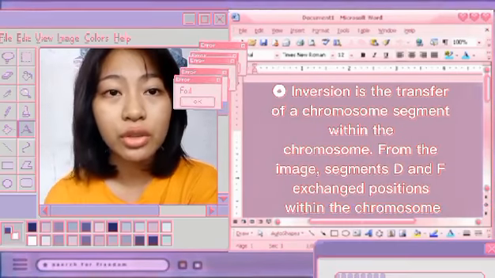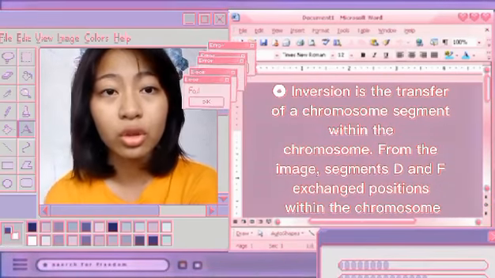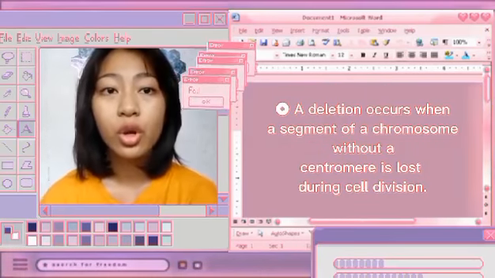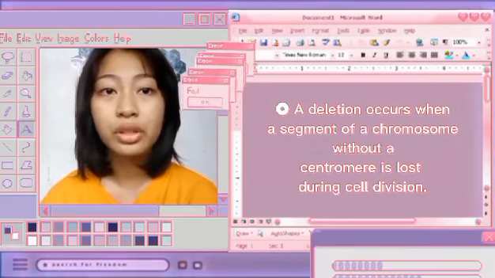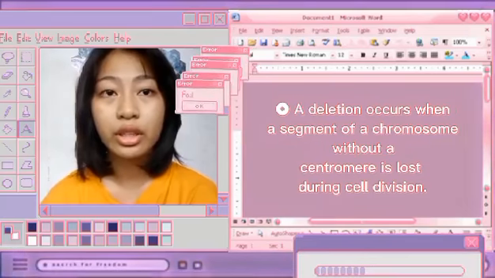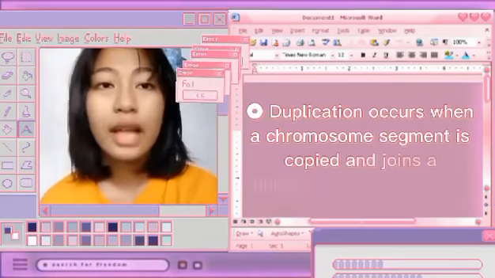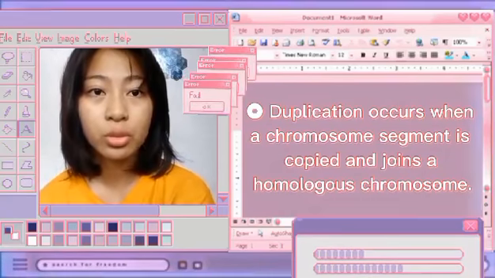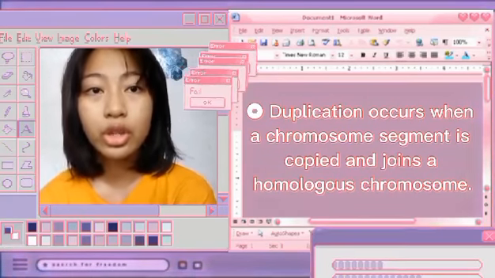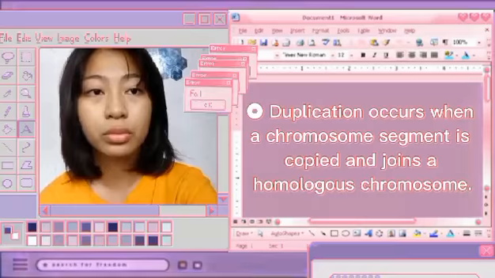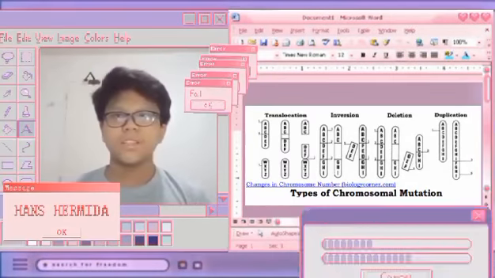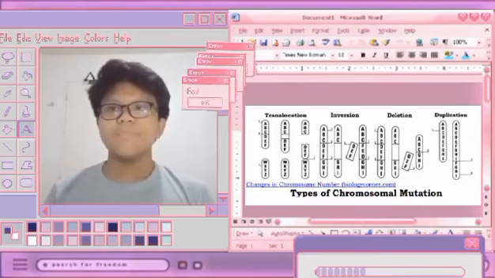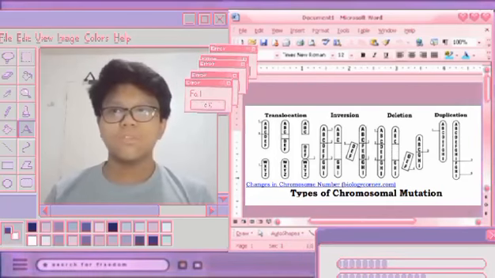Inversion is the transfer of the chromosome segment within the chromosome. Deletion occurs when a segment of chromosome without a centromere is lost during cell division. Lastly, duplication. Duplication occurs when a chromosome segment is copied and joins a homologous chromosome. As shown in the image, segment DEF was removed during deletion and segment FGHI was duplicated in the chromosome.